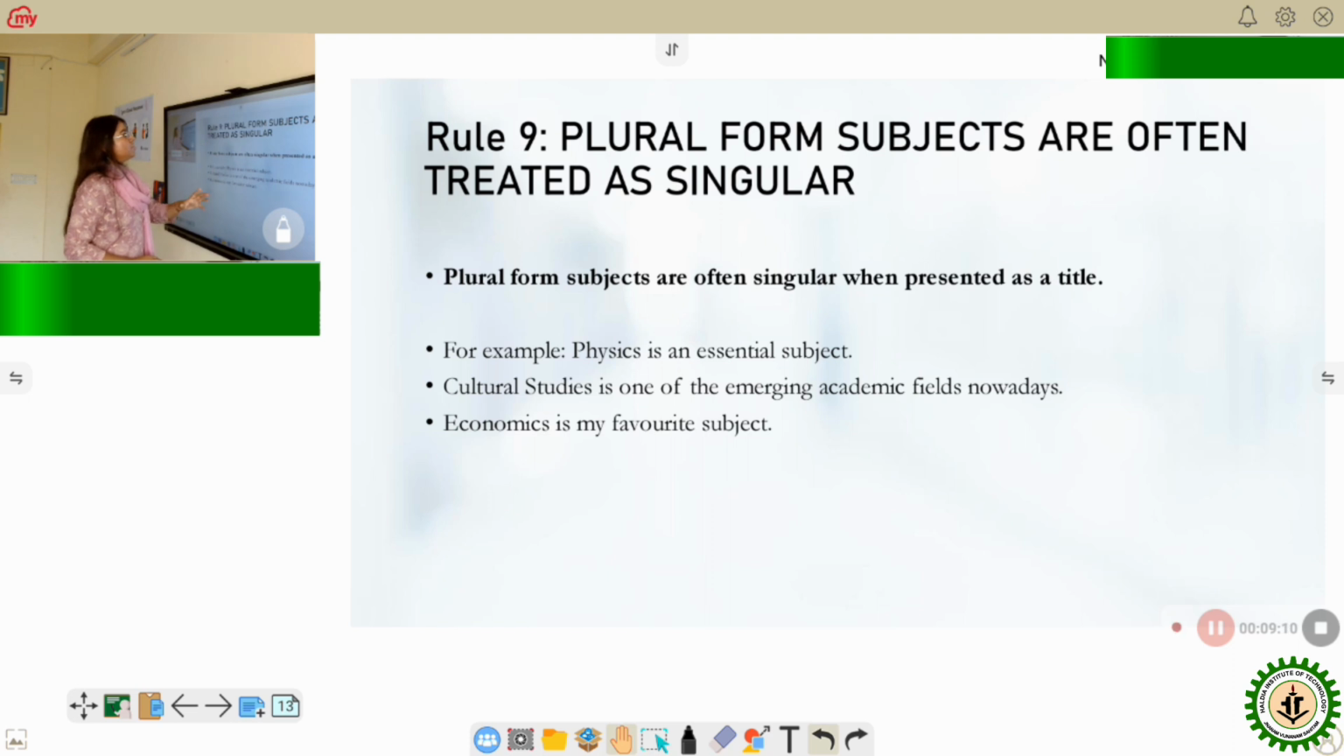Plural form subjects are often treated as singular. Plural form subjects means like physics, mathematics, cultural studies. They may appear as plural, but when they are treated as the title, as a subject, they are considered singular. It is easy to mistake them as plural, but they will be singular. For example, physics is an essential subject. Cultural studies is one of the emerging academic fields nowadays. So plural looking subjects are actually singular.